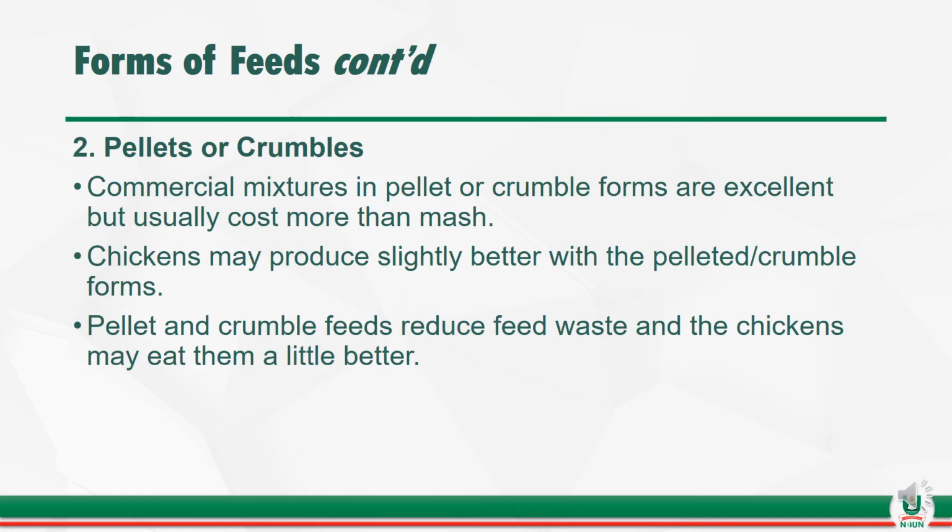Now, the second form of feed is pellets or crumbles. Commercial mixtures in pellet or crumble forms are excellent but usually cost more than mash. Chickens may produce slightly better with the pelleted or crumbled forms. Pellet and crumble feeds reduce feed waste and the chickens may eat them a little better.